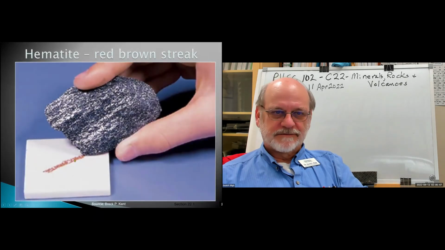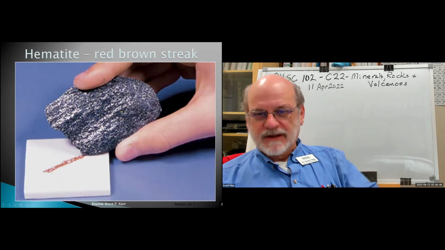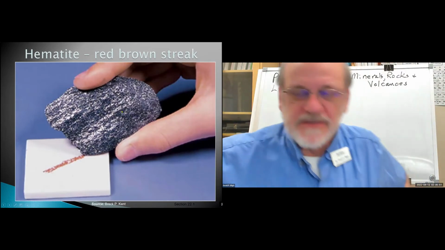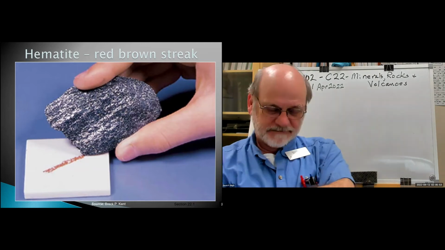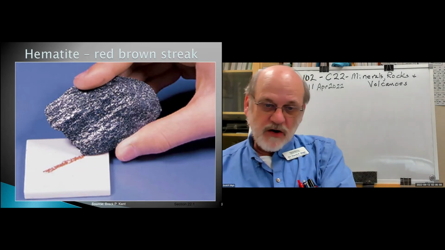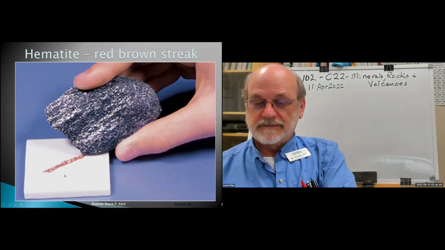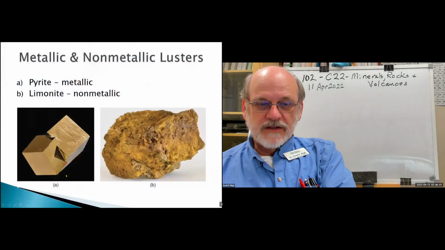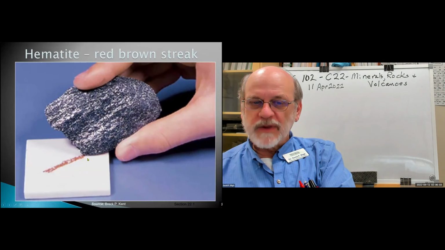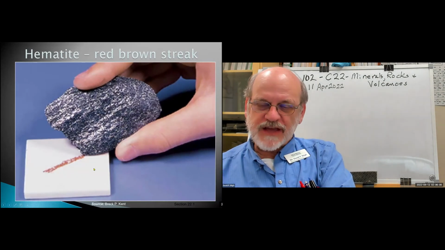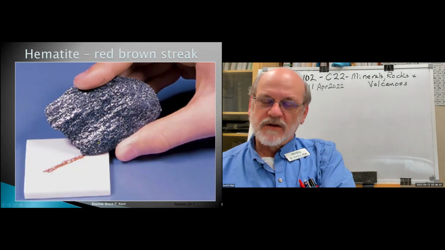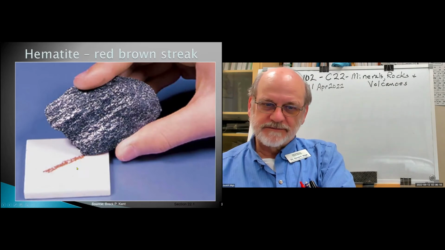Here's a streak. Hematite. Hematite is iron oxide, and it gives you that characteristic streak. Notice that the color of the hematite is different than the streak. So the streak is a result of forming a powder on the surface of that ceramic plate with the mineral itself.